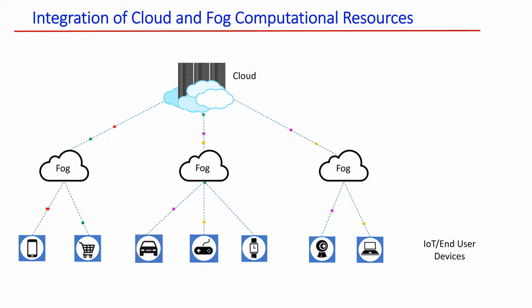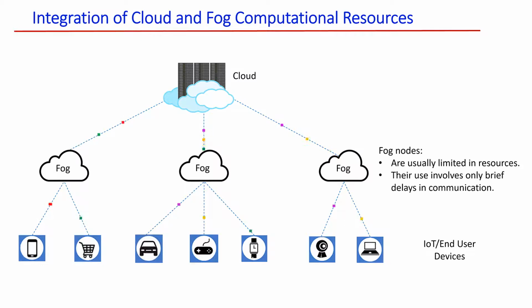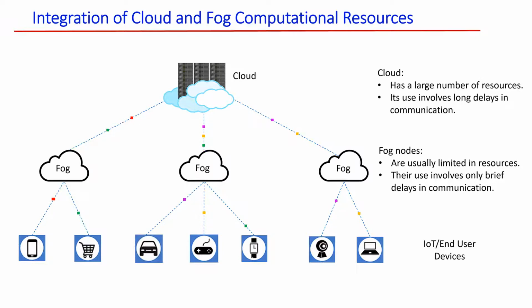Fog nodes located at the edge of the network are usually limited in resources, but their use involves only brief delays in communication. On the other hand, the cloud has a large number of resources but involves long delays in communication. Thus, the integration of fog and cloud computational resources is necessary and introduces new challenges in resource management.